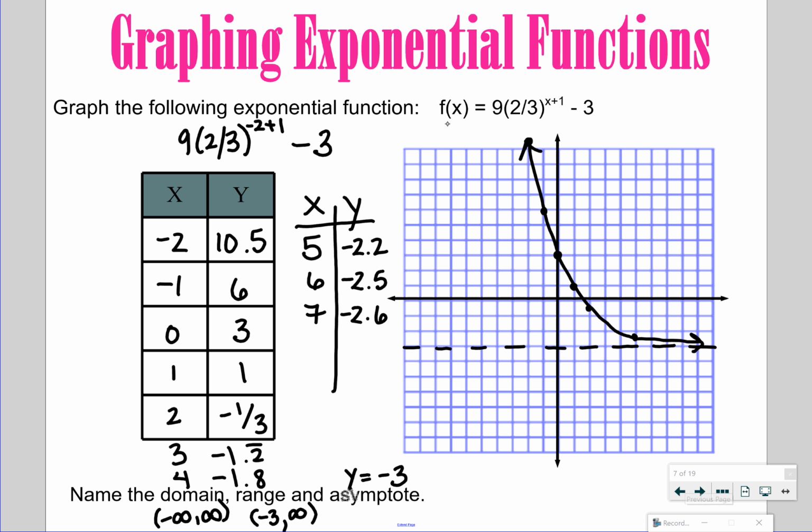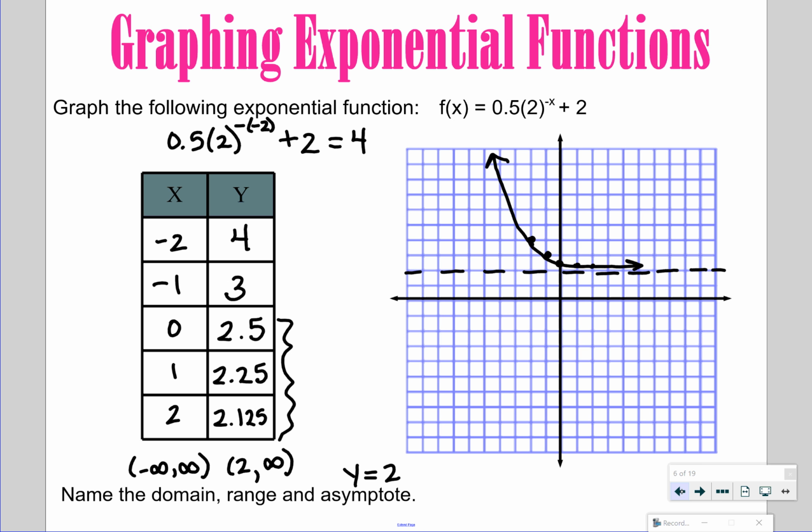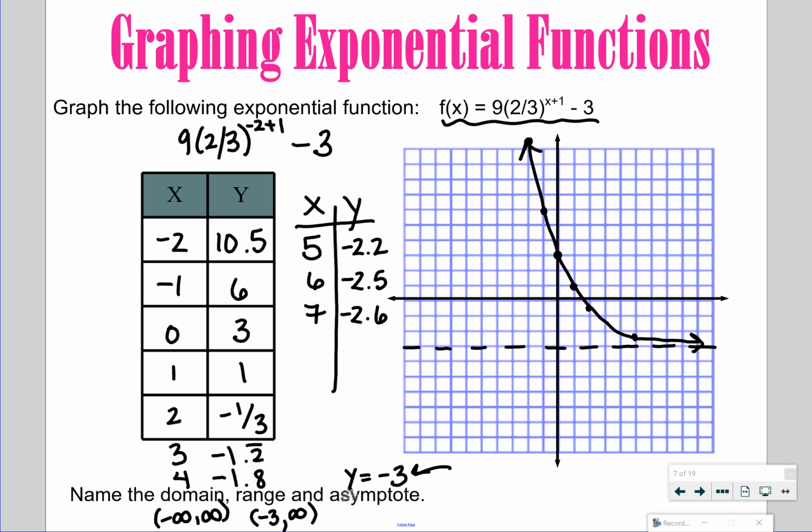For this one, if you look at your equation, notice we had an asymptote at y equals negative 3. Let's go back to the previous one. Let's look at our equation. We had an asymptote at y equals 2. Hopefully you're seeing a pattern here. This number that we're adding or subtracting on at the end, 2 and -3, remember what those numbers do if we do that to a function.